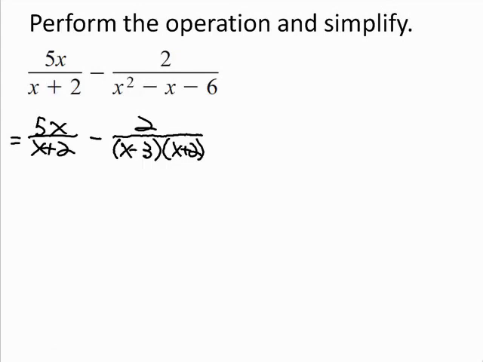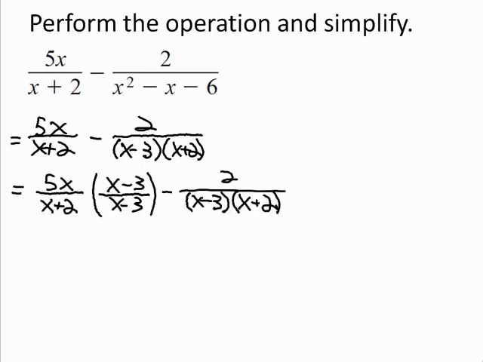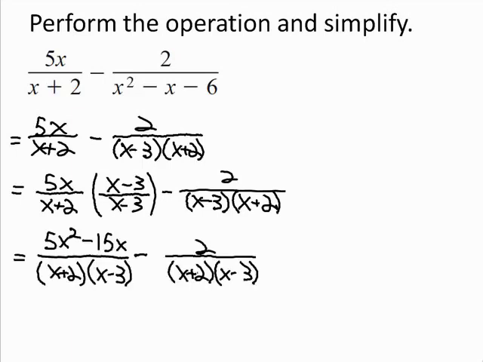Multiply the first fraction by the quantity x minus 3 divided by the quantity x minus 3. Now distribute the 5x to the quantity x minus 3. These two fractions now have the same denominator, so you can subtract the numerators. The simplified expression is 5x squared minus 15x minus 2, divided by the quantity x plus 2 times the quantity x minus 3.